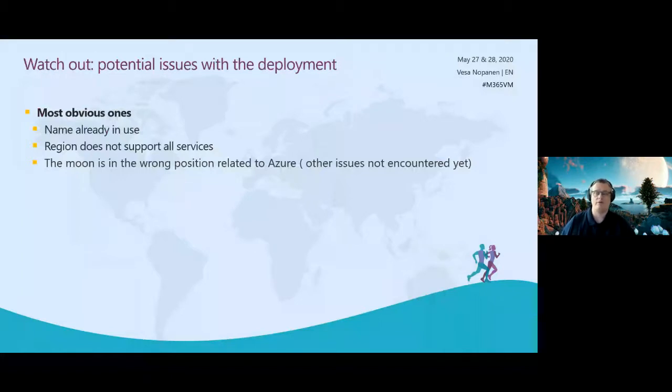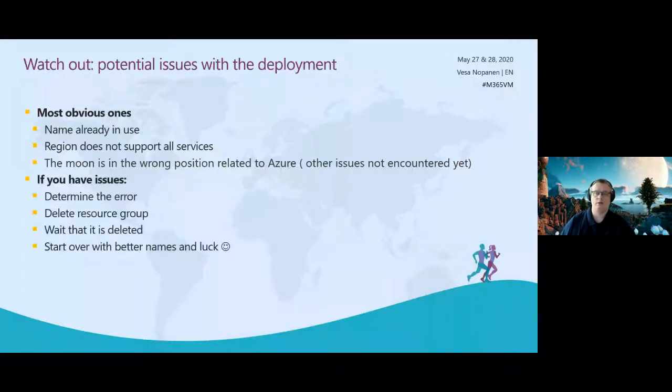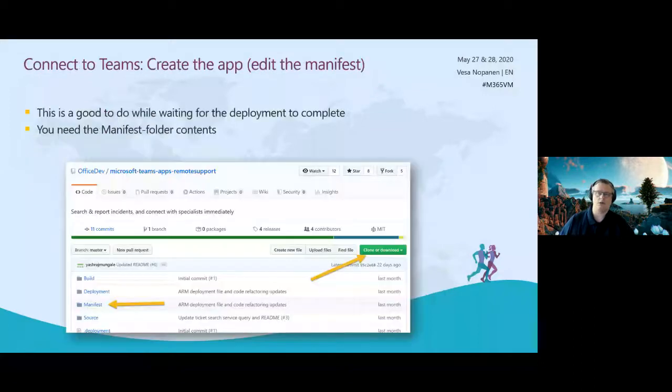But whenever you have an issue, determine what it was about, check the error, then start deleting the resource group and wait until it's deleted so you don't have another name conflict later. Then you start over with better names and luck. That's it. And while the deployment is going on, there's also the Teams part, the Teams applications.